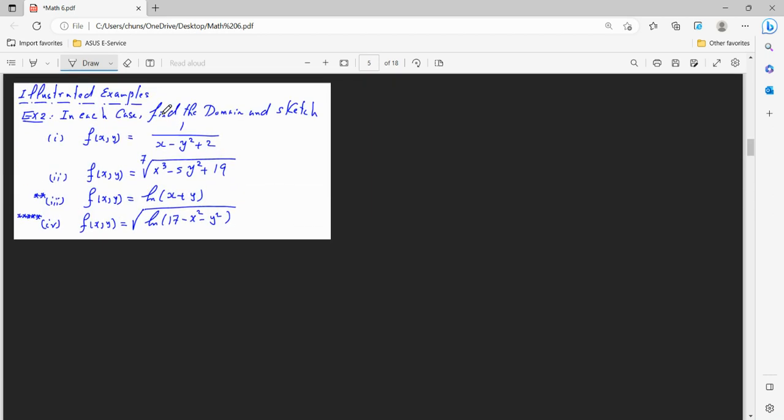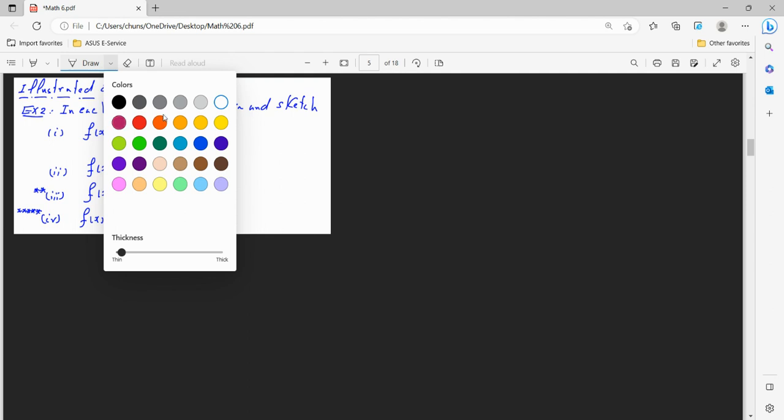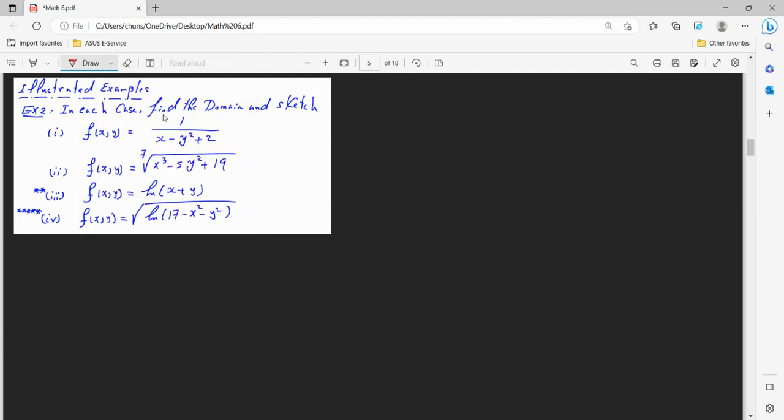Okay, last example here. Now we're working with 2 conditions. Everything under the square root must remain positive, because this is an even radical. And everything in the ln must also be greater than 0.